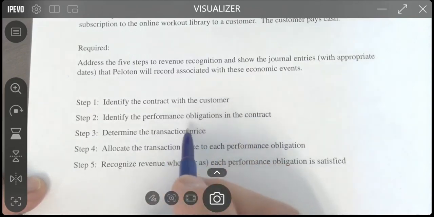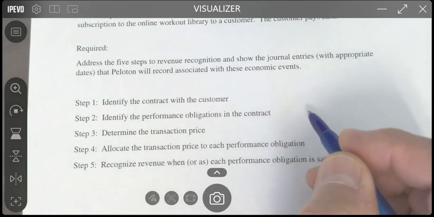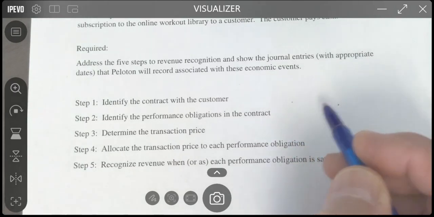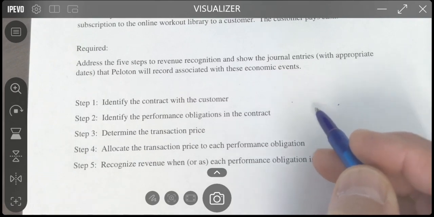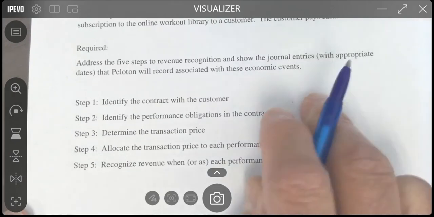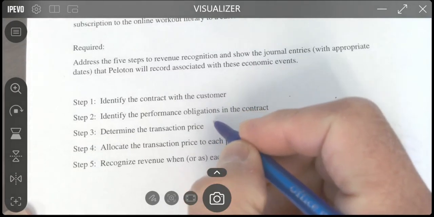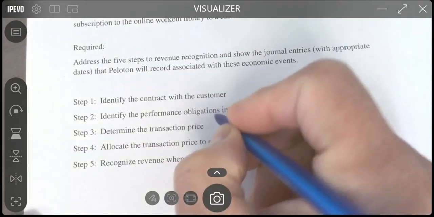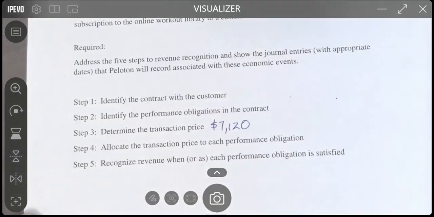The performance obligations in the contract. The performance obligations are 3. Deliver a working treadmill. Deliver a working exercise bike, a well-functioning exercise bike. And provide unlimited access to the library of online workouts. Determine the transaction price. Okay, well, I know what that is. $7,120 is the agreed upon bundle price.